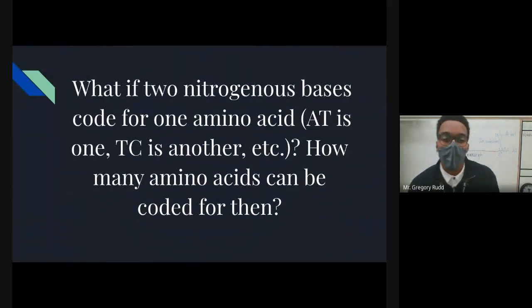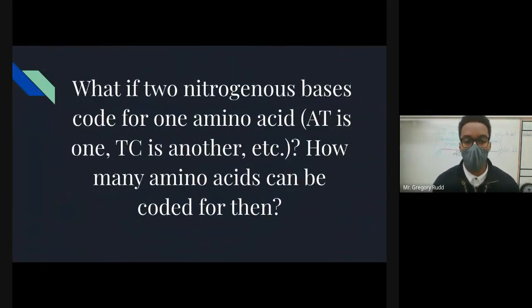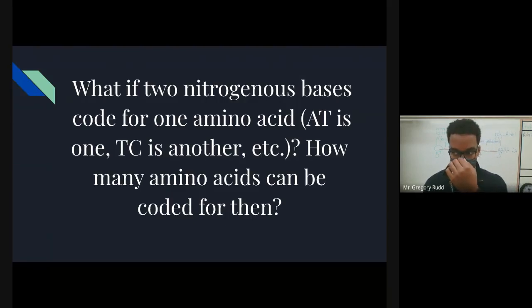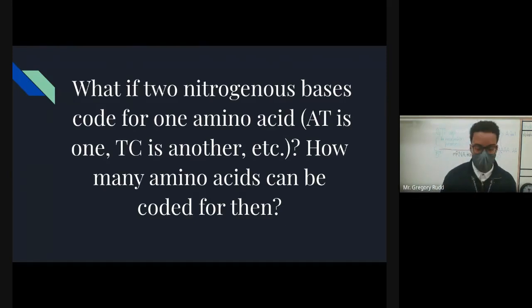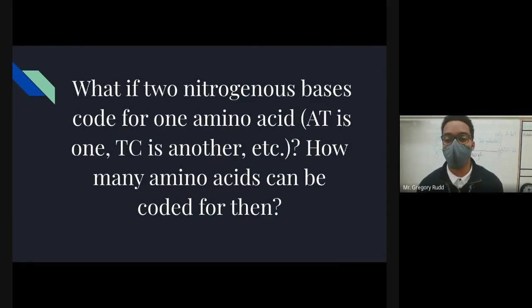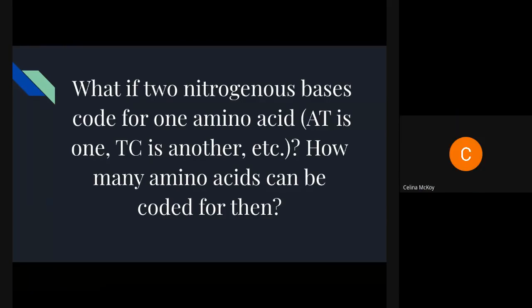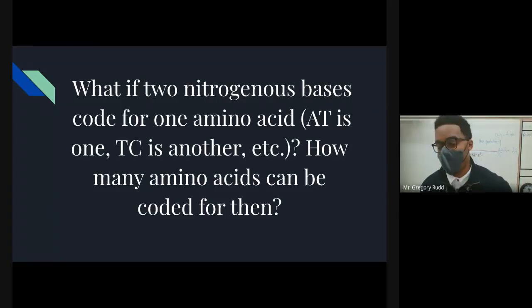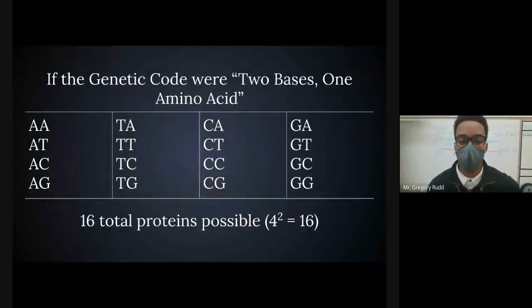Okay? What if 2 nitrogenous bases code for one amino acid? So we need a combination of 2 now. So instead of just A, I need AT. Instead of just T, I need TC. How many amino acids can come out of that? Good. Yes, it is. Selena, do you have an answer? No. Okay. So Lexi said 16, and she's right.